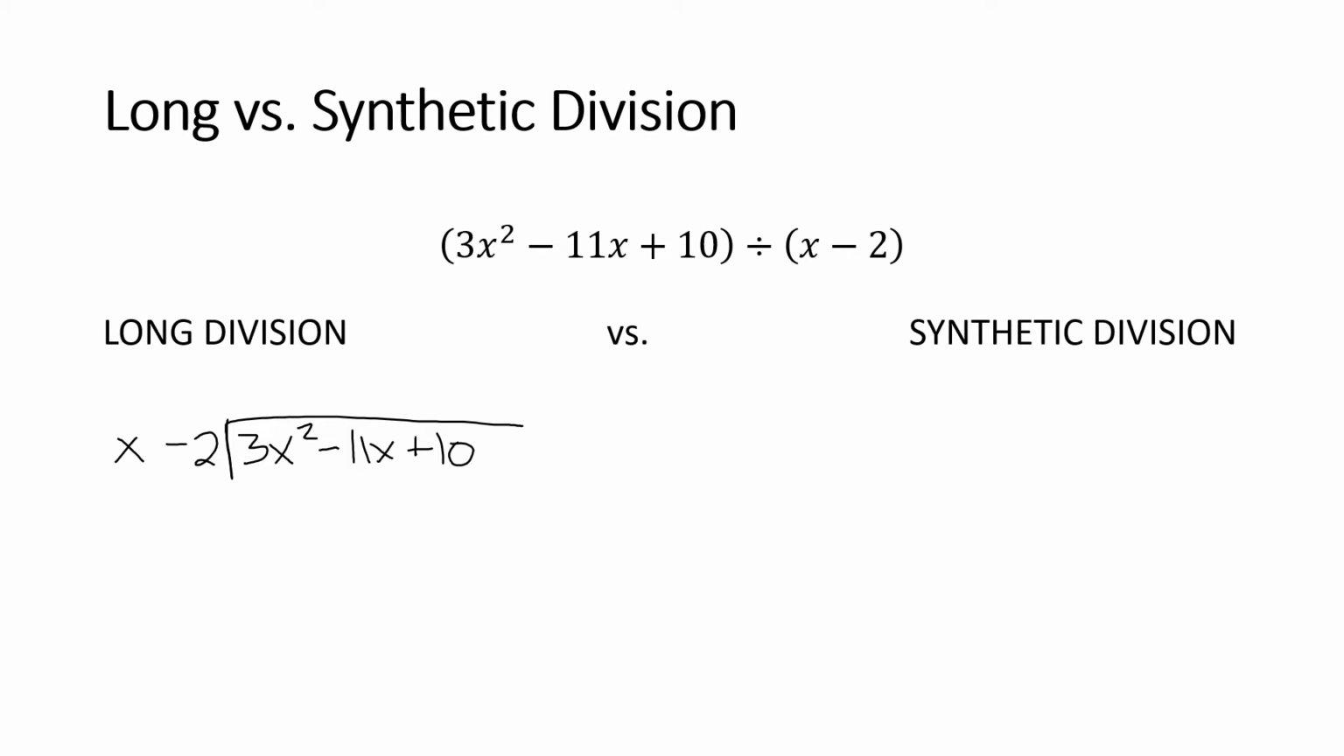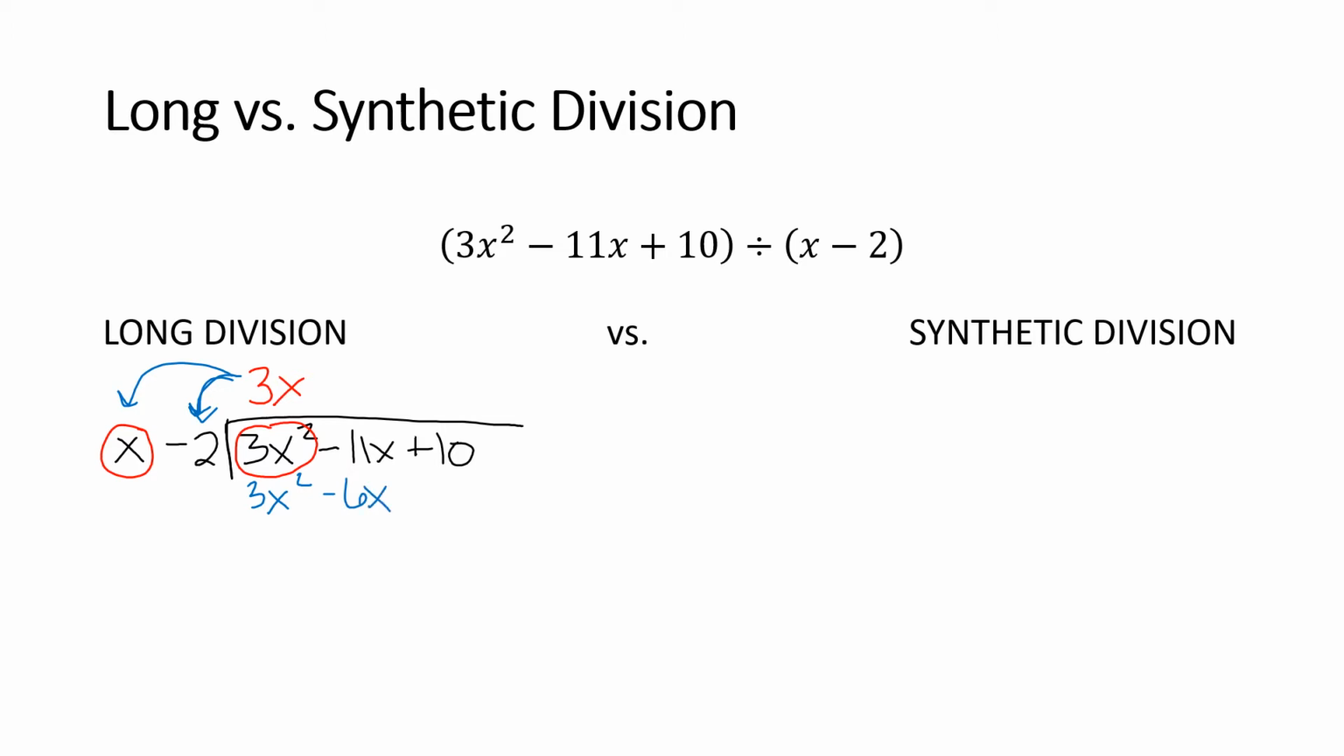With long division, you look at the first term on the outside and you look at the first term on the inside, and you figure out what you need to multiply times x in order to end up with 3x squared. Well, we know that x times 3x would give us 3x squared, so we put the 3x up top. Every time you put a new number on top, you're going to multiply it around and place it on the second row. So 3x times x is 3x squared, and 3x times negative 2 is negative 6x.